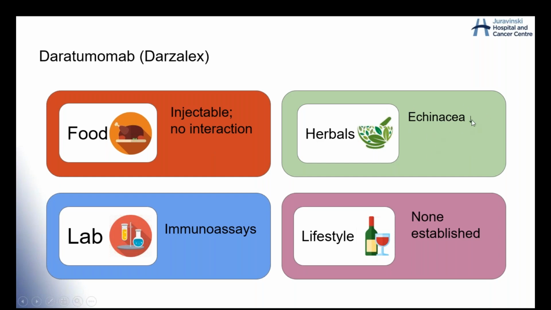Echinacea tends to decrease their effect because it affects the immune system, and because they are antibodies themselves, they tend to affect immunoassays. Some of the immunoassays are actually used to monitor the control of multiple myeloma itself, but the physician knows that once you're on daratumumab, they know what tests to order and how to interpret these tests. There's no established drug interactions with lifestyle factors in multiple myeloma.